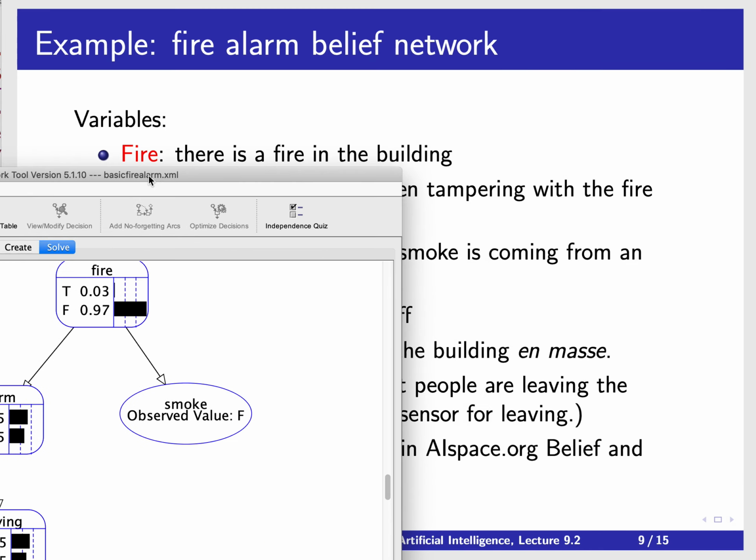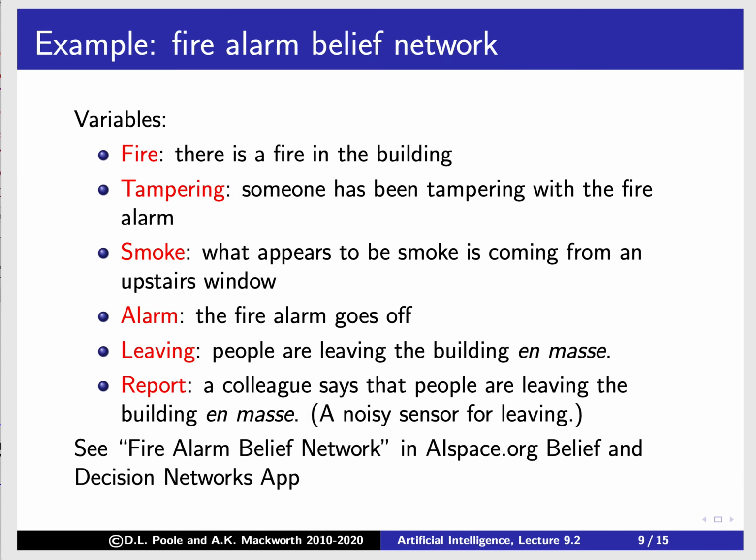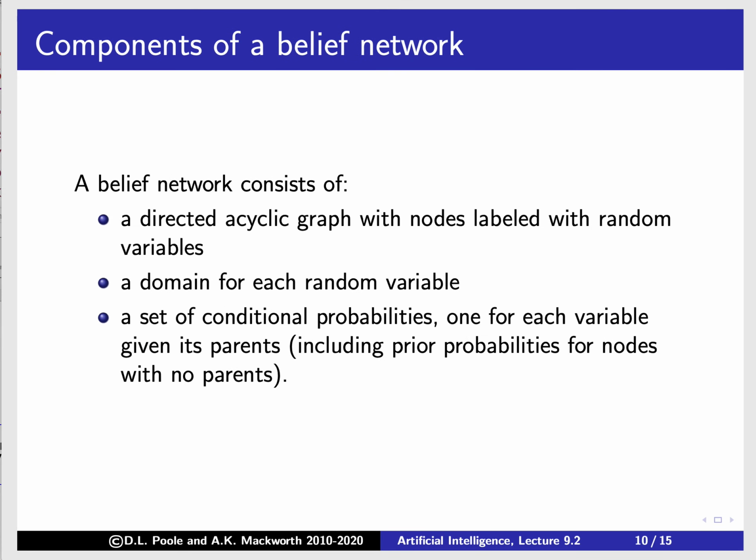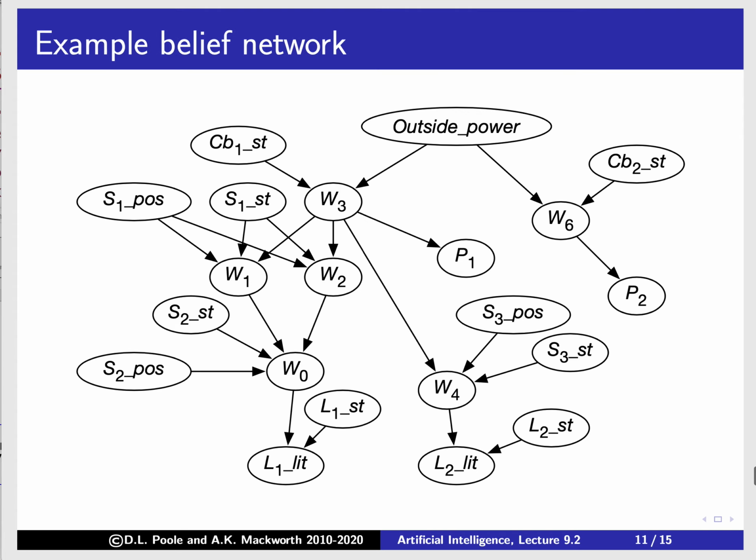So let's move this back over there. Okay, and now we're going to do this. So a belief network consists of a directed acyclic graph with nodes labeled with random variables, a domain for each random variable, and a set of conditional probabilities, one for each variable given its parents. And that includes the prior probability for the nodes with no parents. So nodes with no parents just have a prior probability in here.